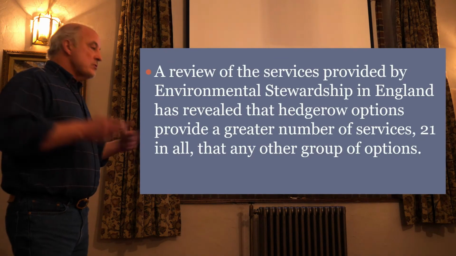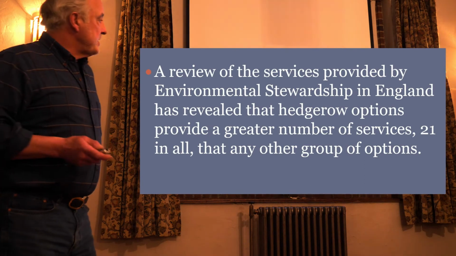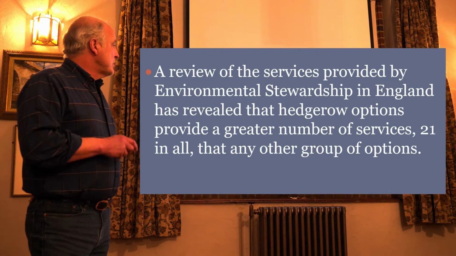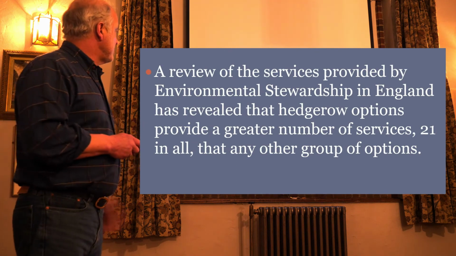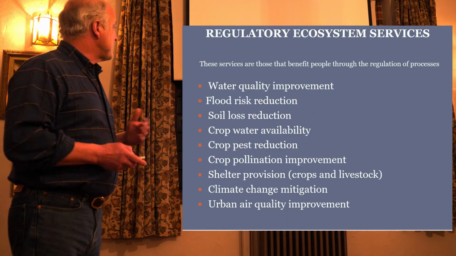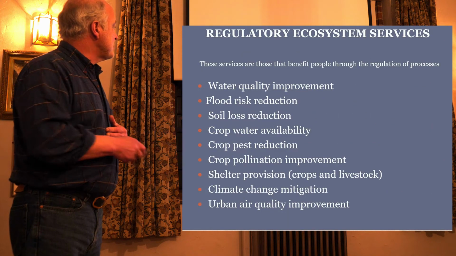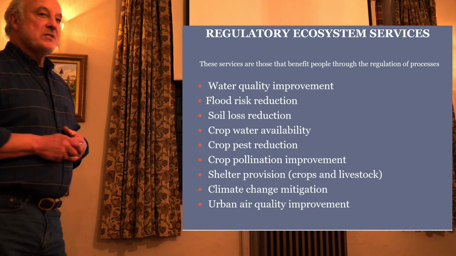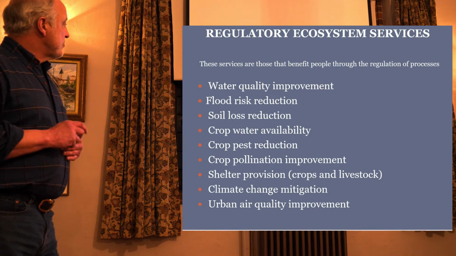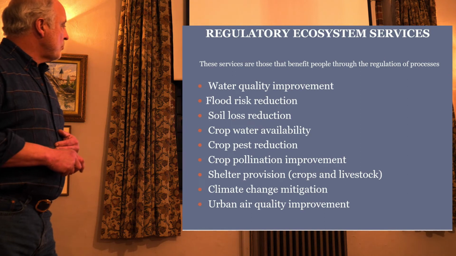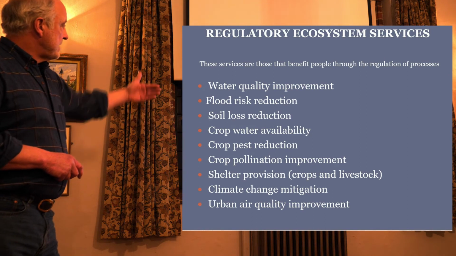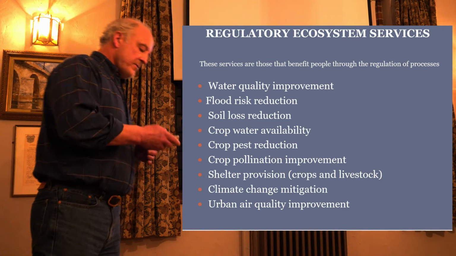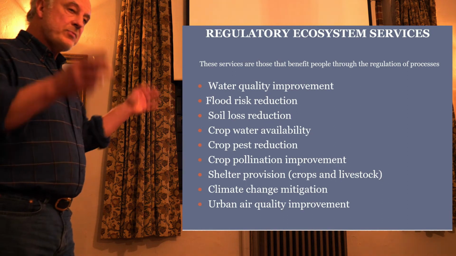So, talking about what the hedgerows give us, a review of the services provided in the agri-environment schemes showed that hedgerows could provide 21 ecosystem services. Ecosystem services are what a habitat gives us. These services are those that benefit people through the regulation of processes. So these are the regulatory ecosystem services that hedgerows provide: water quality improvement, flood risk reduction, soil loss, you can read them, crop water availability, on they go. Hedgerows provide the most ecosystem services of any other habitat in the country, the simple little hedgerow.